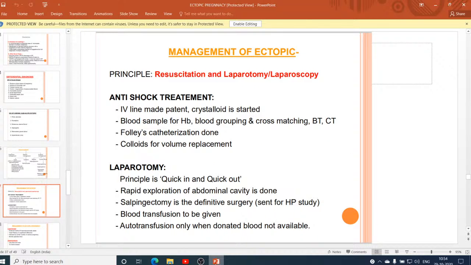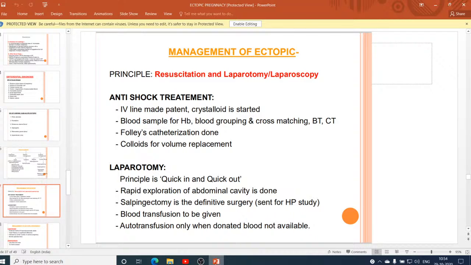So, management of ectopic, principle: resuscitation and laparotomy, laparoscopy. Guys, please, it is important, whenever the patient comes in shock, we have to settle the patient. That is, we have to give anti-shock treatment, that means resuscitation, and after that proceed fast either with laparotomy or laparoscopy or medical management. Okay, and in anti-shock treatment, what do we have to do? First, most important, an IV line is made and crystalloid is started, that means saline, fluids, everything.